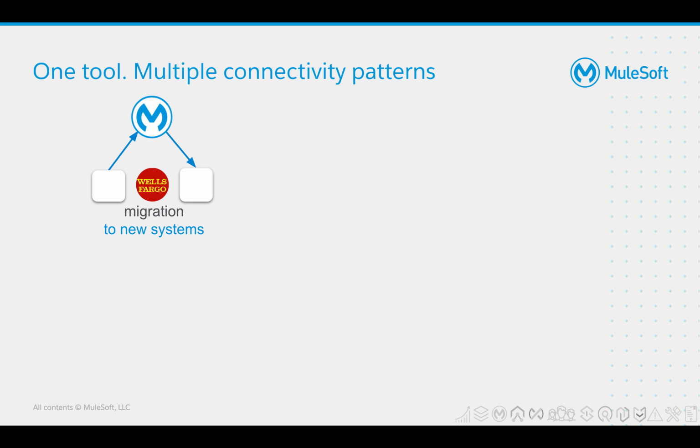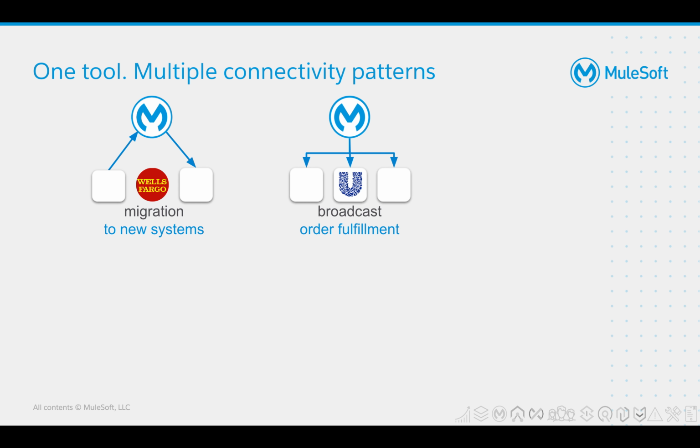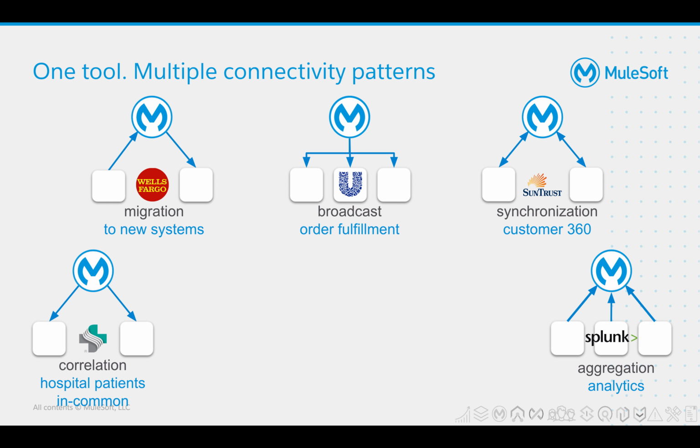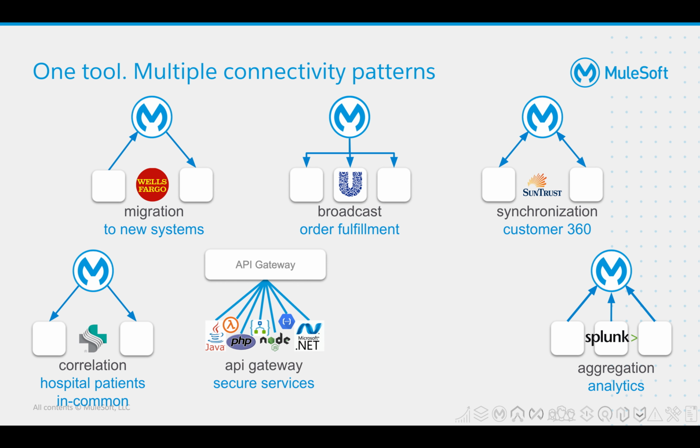Now, there's a lot of different patterns. I've talked about a few of those, but let's highlight some of them. In Mule, with the same tool we use to create APIs, I can create migration patterns. I can implement a broadcast pattern with maybe pub-sub messaging. I can implement synchronization to help with Customer 360 initiatives. I can do aggregation patterns. I can implement correlation patterns, all within the same product. Today, a lot of companies, or a few years ago I should say, started wanting to implement API gateways. That too is something that can be implemented in the Mule platform.